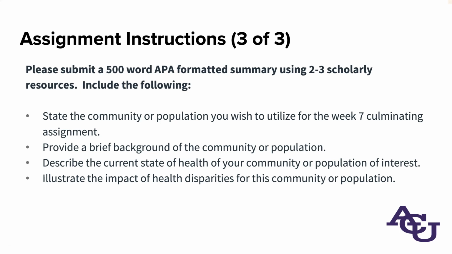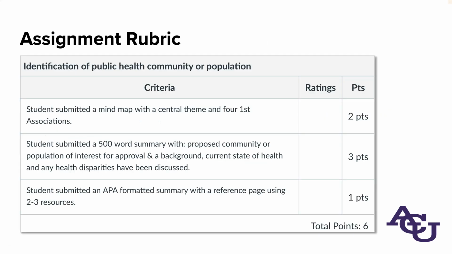And we see here first, okay, state the community or population you wish to use for your culminating assignment. Give us a brief background of the community or population. Describe the current state of health of this community or population. And illustrate the impact of health disparities for this. Now that last one is one where that prior familiarity is helpful because it gives you an idea of where to look or what things to go looking for.